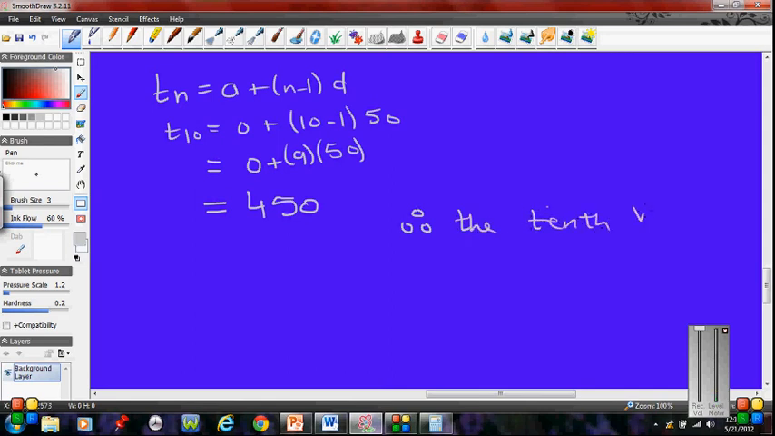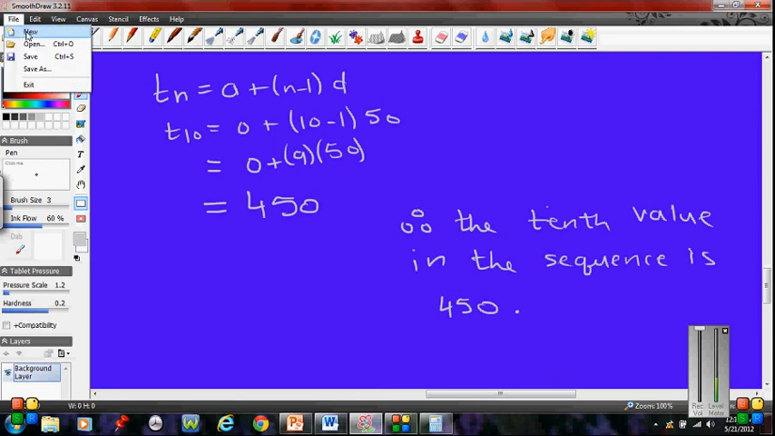Therefore, the 10th value in the sequence is 450. So that's pretty simple. We have done our example and counterexample now.